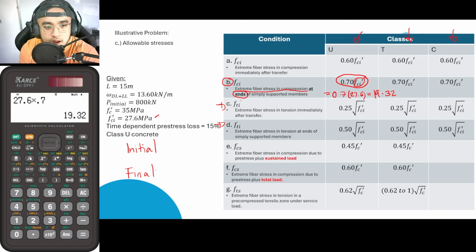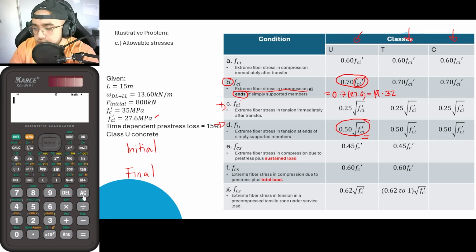So if we are to read it, this here is the extreme fiber stress in tension immediately after transfer. And for this one here, this is the extreme fiber stress in tension at ends of simply supported members. So if it is at ends, meaning that we will now be making use of this one here. And substituting known values, this is now equal to... let me just substitute it already.